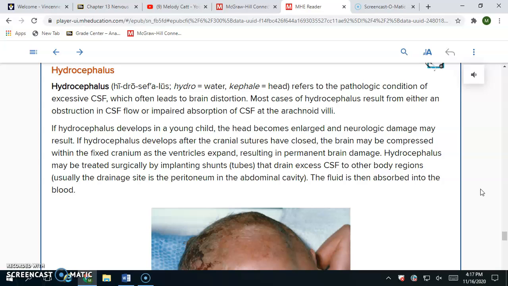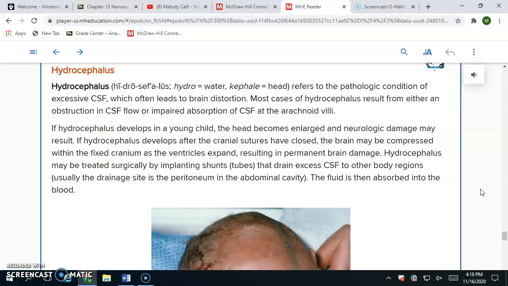There is congenital hydrocephalus, where it occurs at birth or right after birth. And then we also have acquired hydrocephalus, which can occur anytime after childhood. And there are a lot of different causes for that. The treatment's still kind of the same.